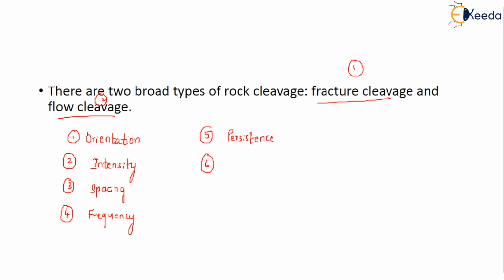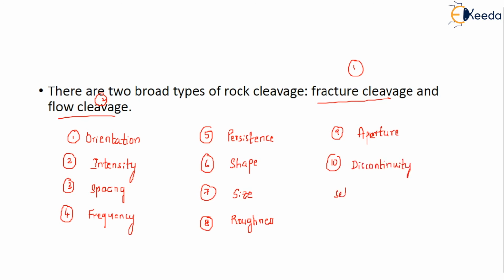The sixth one is shape. The next one is size. And the next one is roughness, aperture, and discontinuity sets and block size. Both are the same; we have to study them under this: discontinuities and also block size.